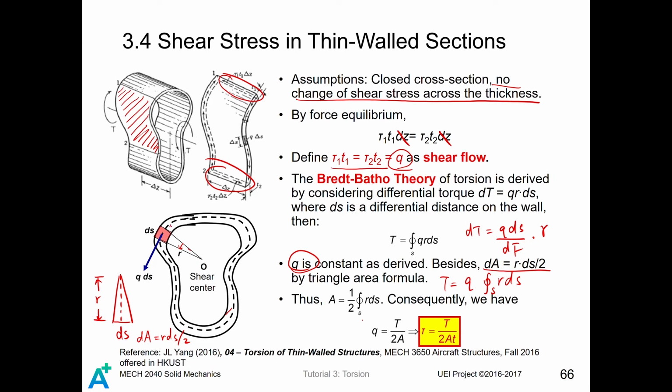Since dA equals r ds divided by 2, we can find the area enclosed by the center line of the thin-walled structure. The area is given by 1/2 of the circular integral of r ds over S. Consequently, this term will become 2A. Therefore, T equals q times 2A, which implies that q equals T divided by 2A. Since q is a constant, which is the shear stress times the thickness, we conclude that the shear stress in the thin-walled section is given by tau equals T divided by 2At.